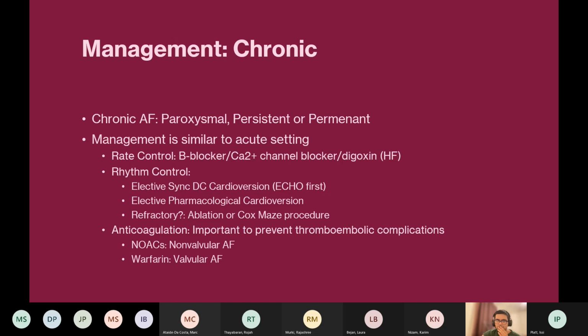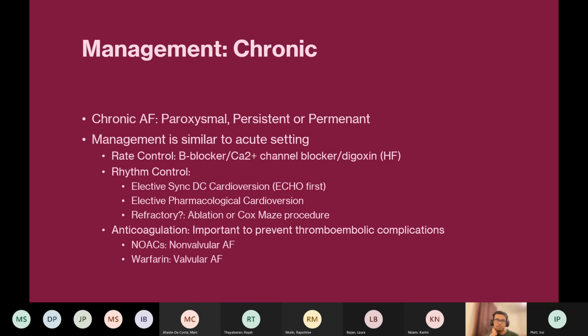So chronic management: you split chronic AF into paroxysmal, which means it spontaneously occurs and ceases within 7 days; persistent, which occurs for more than 7 days; and permanent, which just stays. Management is similar to the acute setting. You want to control the rate, control the rhythm, and anticoagulate. Those are the three mainstays. If you just remember those 3 things about atrial fibrillation, you are doing good for the exam.